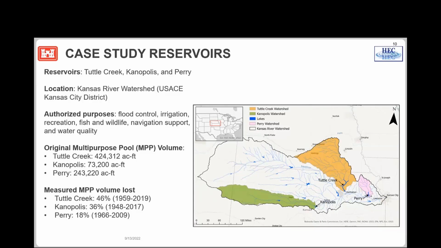Such a large amount of sediment deposition has negatively impacted the authorized purposes. For instance, at Kanopolis, sediment accumulation near the outflow gates has created difficulties in the operation of the gates, and that's required expensive dredging to remove the sediment. At Tuttle Creek, sedimentation has significantly reduced the surface area of the lake and made several of the boat ramps inaccessible. It's also reduced the volume available for water supply. There hasn't been any sediment removal at Tuttle Creek, but that's something we're currently investigating.